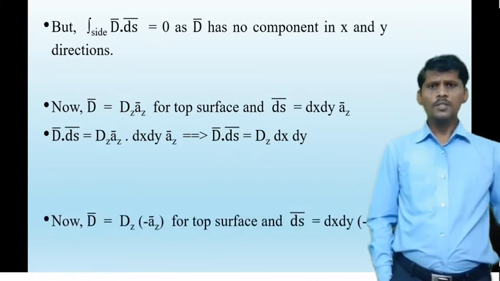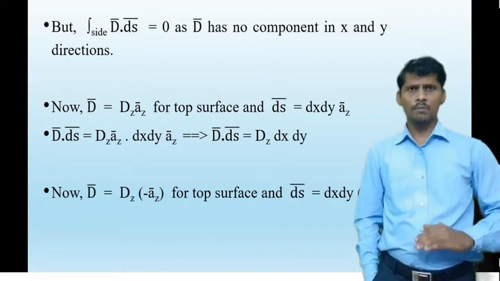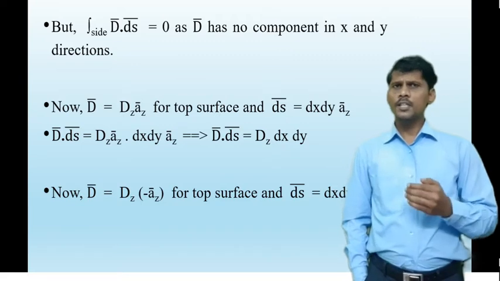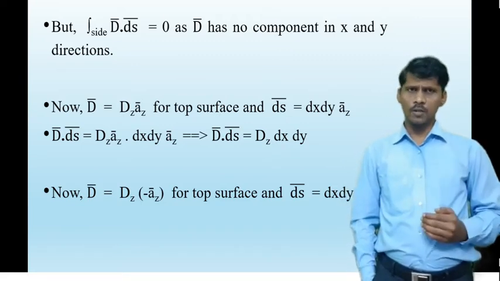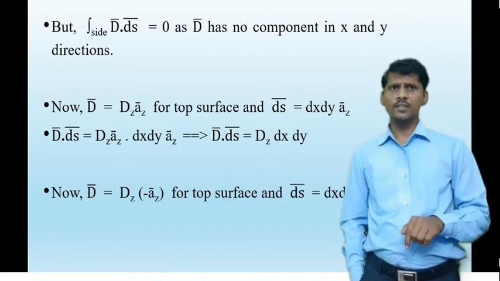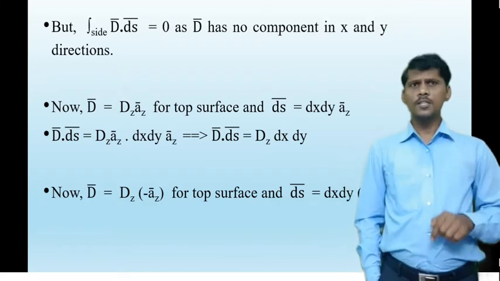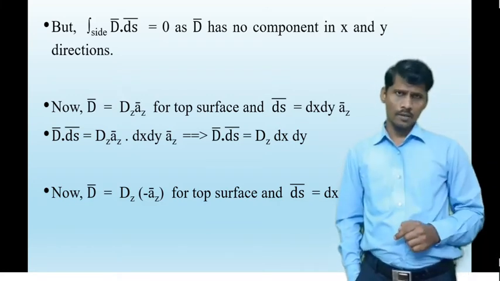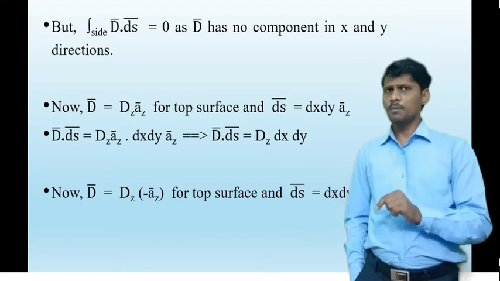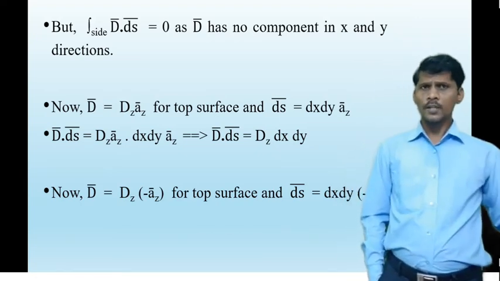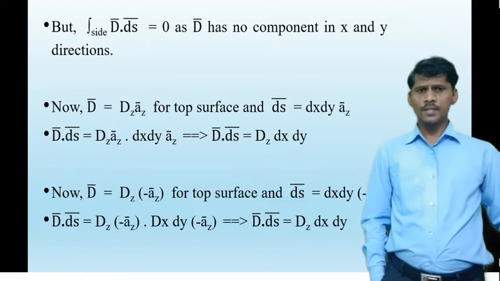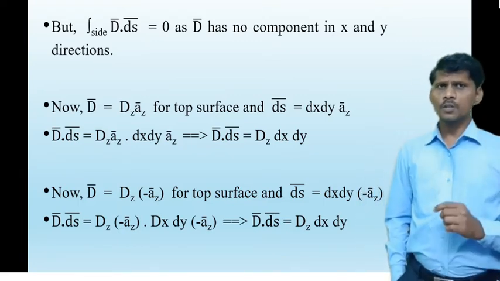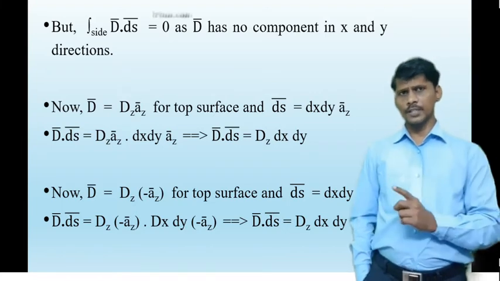And at the bottom of the surface, below the xy plane, the electric flux density D bar is equal to Dz into minus a_z bar. So along that direction, the differential surface dS bar is dx dy into minus a_z bar. Now calculate D bar dot dS bar value. D bar dot dS bar value is Dz dx dy. The dot product of the same unit vectors is unity.